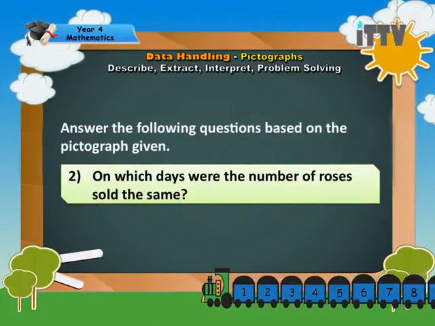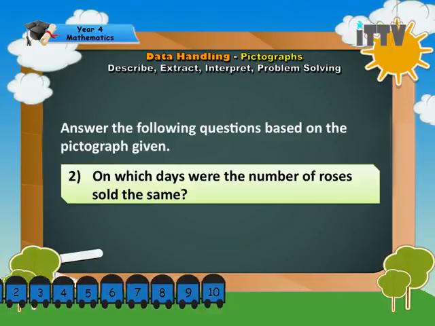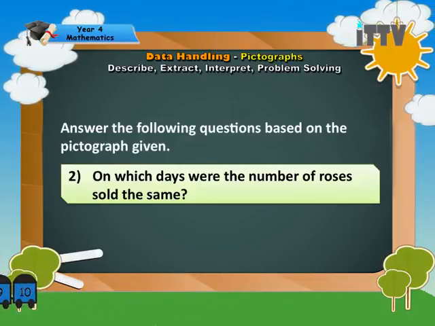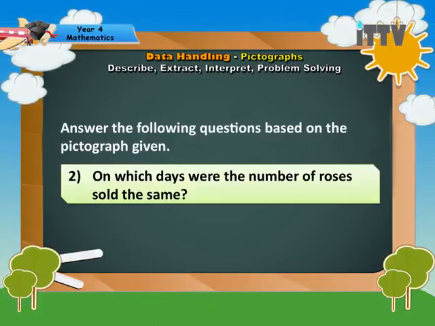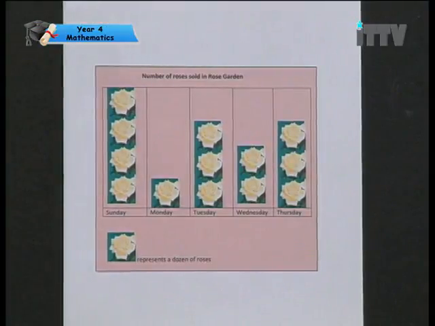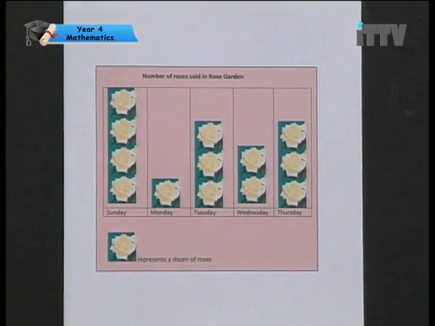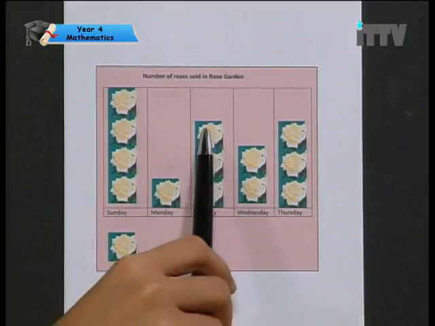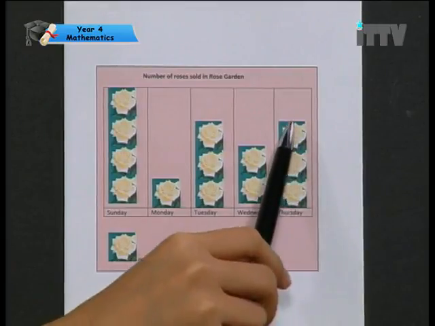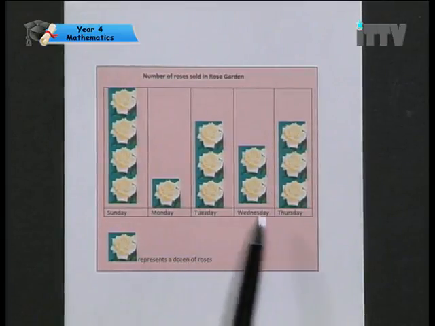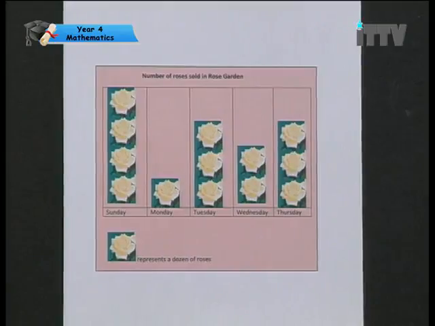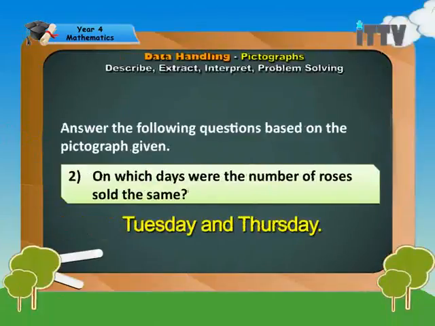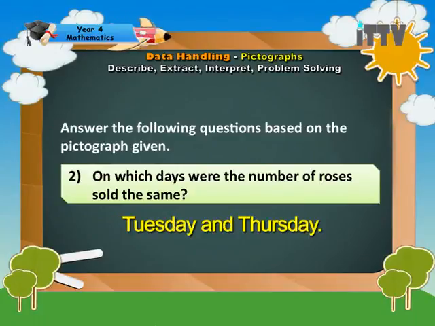Take a look at this next question. On which days were the number of roses sold the same? Now here, let's take a look at the pictograph. Do you notice there are 2 days with the same number of pictures? That means they have the same number of roses sold on those 2 days. Where is it? Can you see that on Tuesday there are 3 pictures? And Thursday too, there are 3 pictures. So, on Tuesday and Thursday, the number of roses sold are the same. So that is our answer, Tuesday and Thursday.